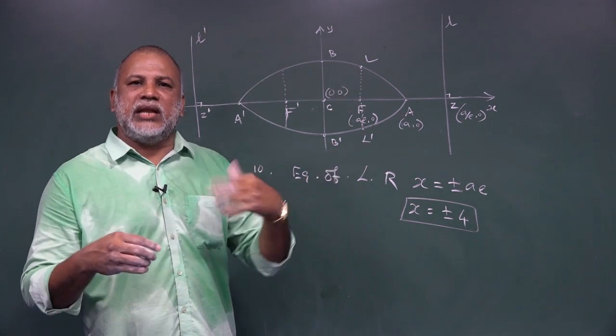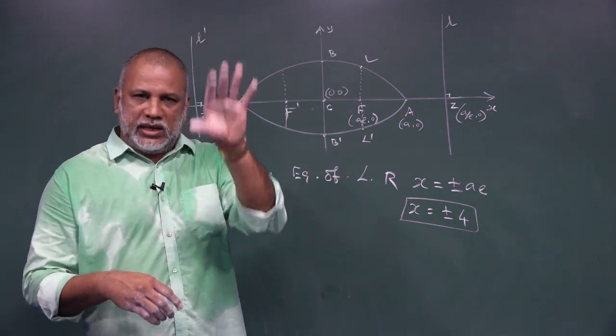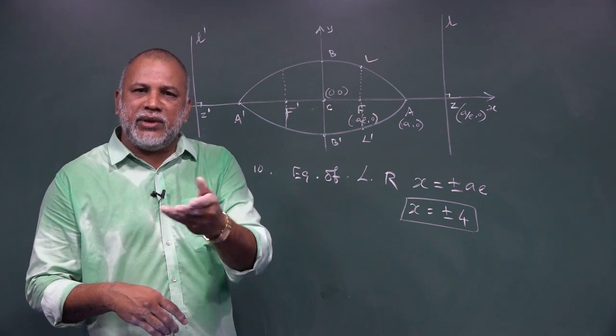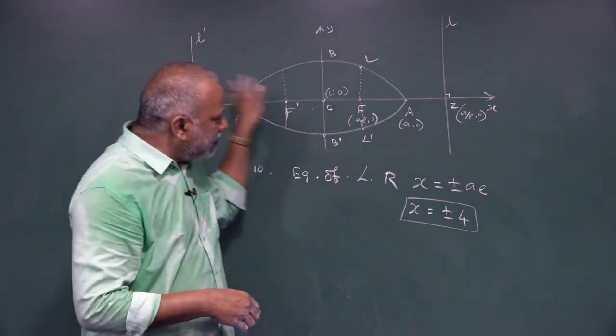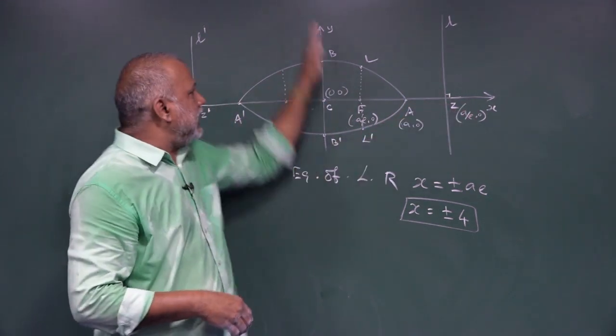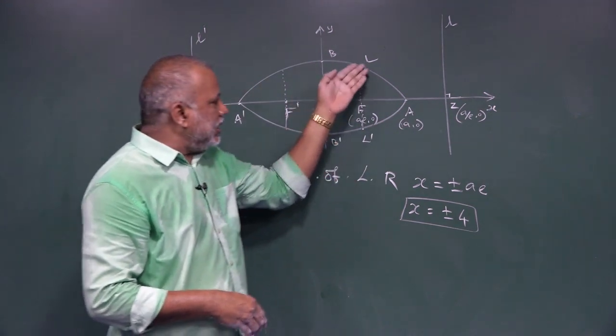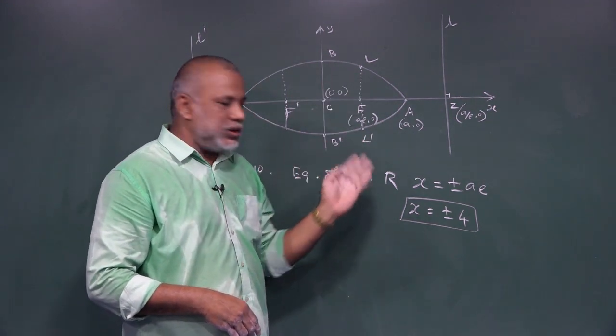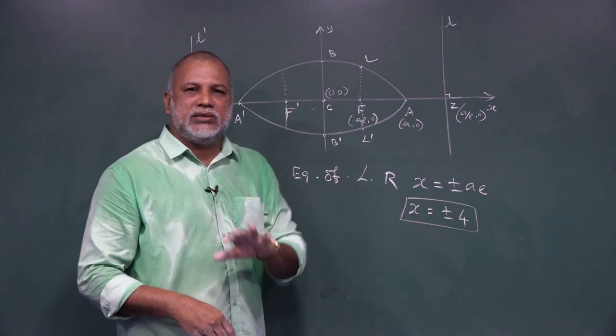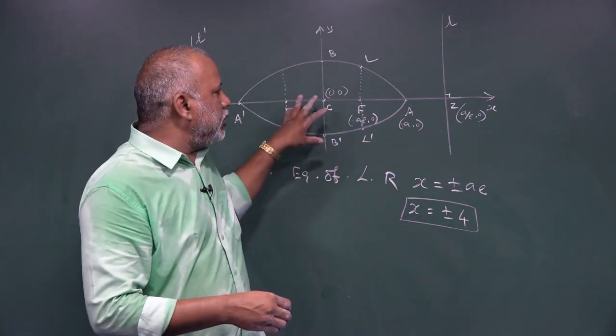Then the length of the major axis is 2A. Then the length of the minor axis means 2B. So the equation of the major axis is the x-axis, then the equation of the minor axis. Then the length of the latus rectum, we already worked out, and the equation of the latus rectum. These are the 10 results you are able to work out.